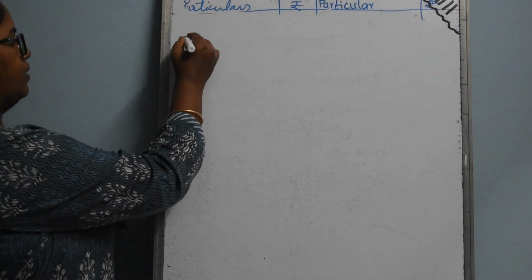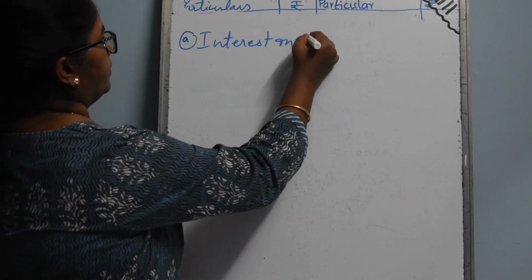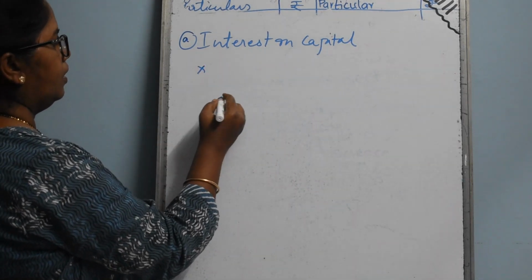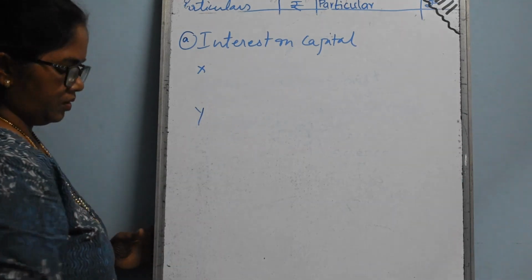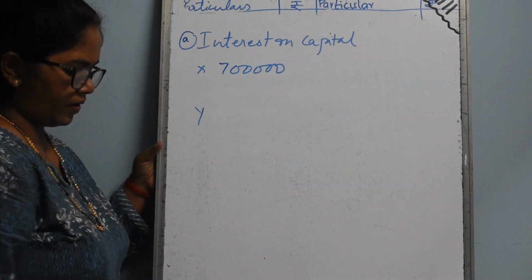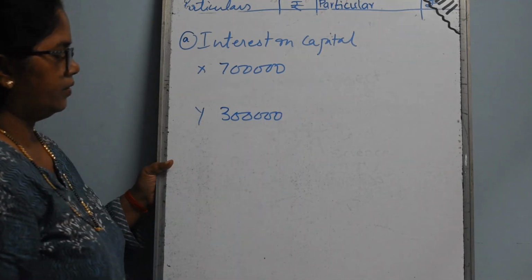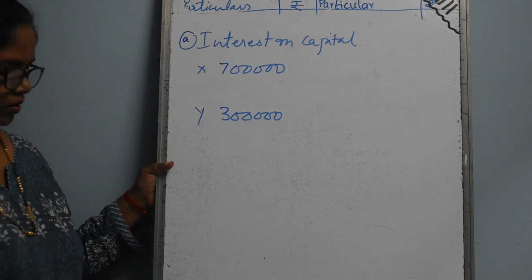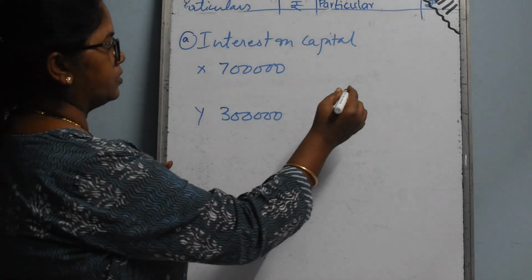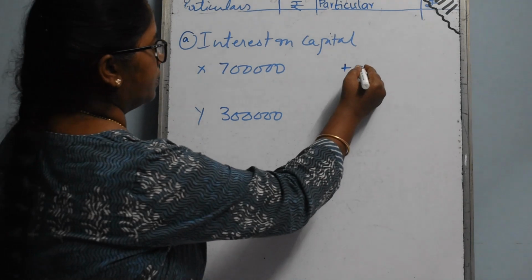First one we will take is interest on capital. So we have two partners, X and Y. X's opening capital is rupees 7 lakhs and Y's opening capital is 3 lakhs. During the year on 1st October 2018, X had brought additional capital of rupees 2 lakh.